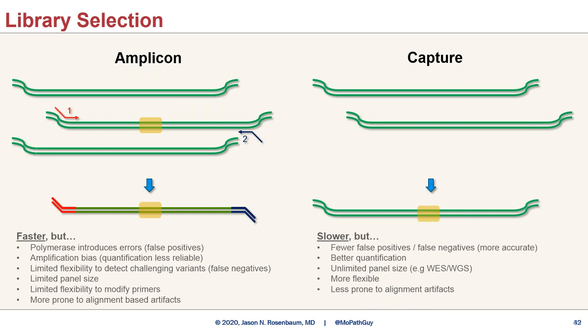So the advantage of amplicon chemistry is that it's faster, essentially. The hybridization process for capture probes tends to take quite a long time by comparison. And what you sacrifice, though, in order to get that speed is fidelity, error rate. The amplicon step, the amplification step, uses polymerase, which introduces an opportunity for errors. It introduces amplification bias, et cetera.